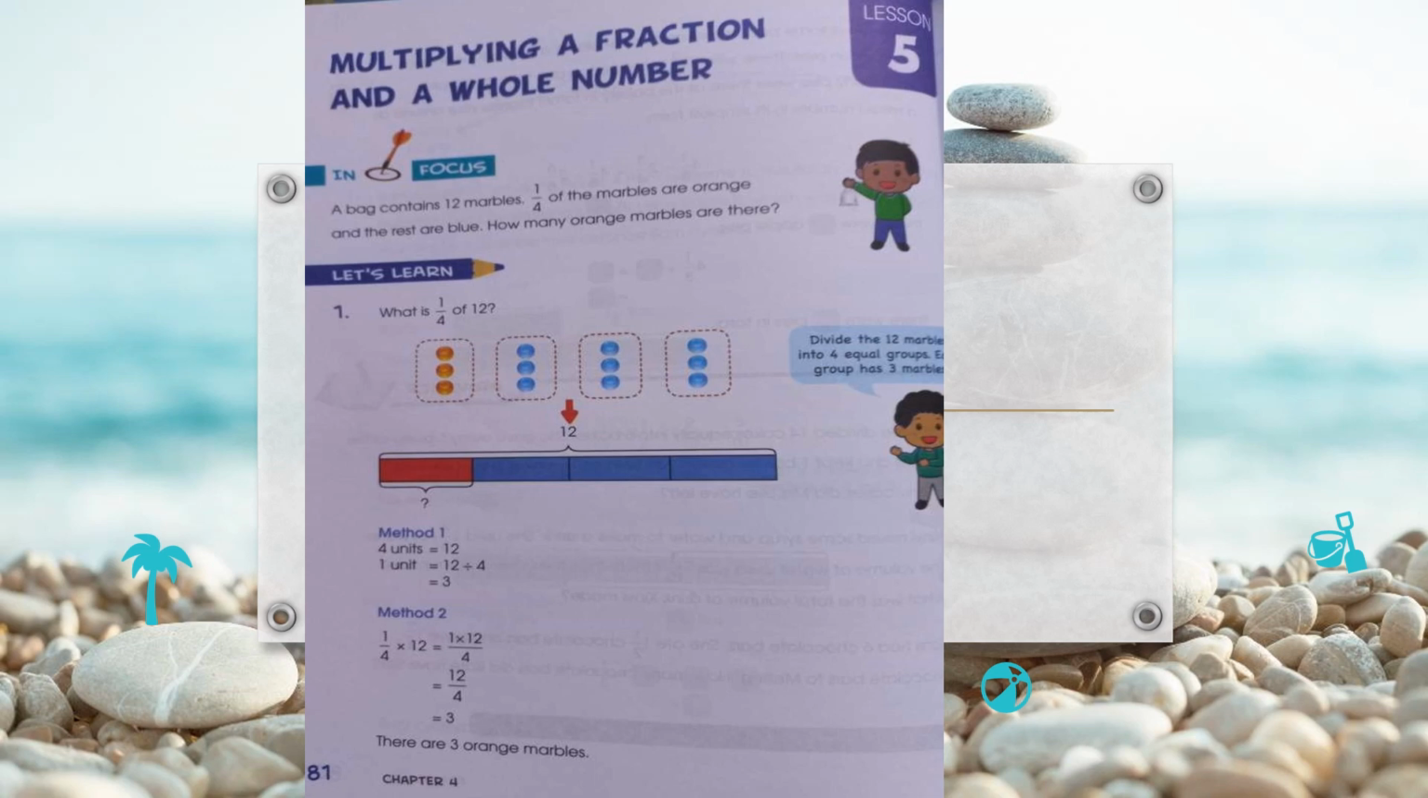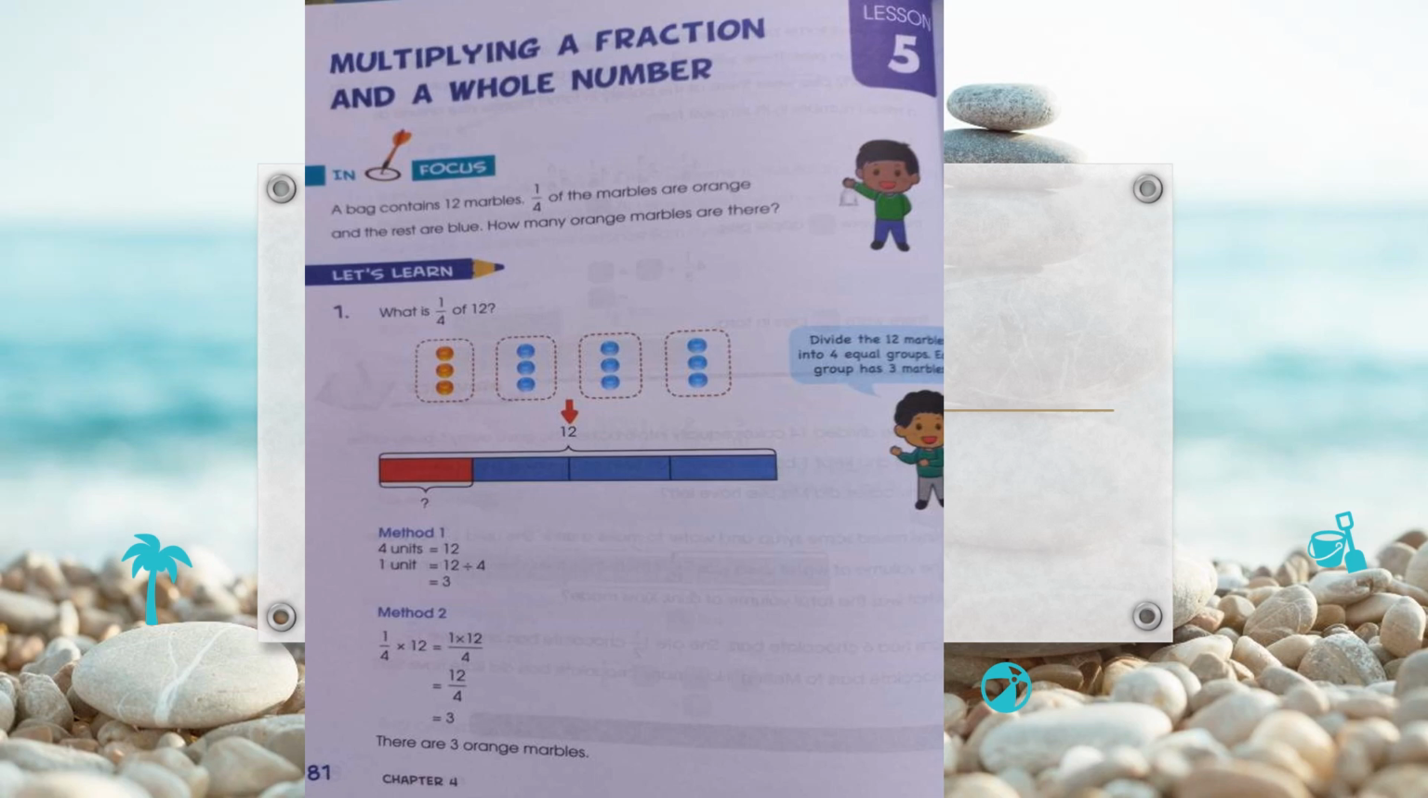So basically we have to divide the 12 marbles into 4 equal groups. So each group has 3 marbles. There are two methods with which we can solve this problem. In method 1, we come to the point or conclude that 4 units is equal to 12, as we have graphically divided them into 4 units having 3 marbles in a single unit.